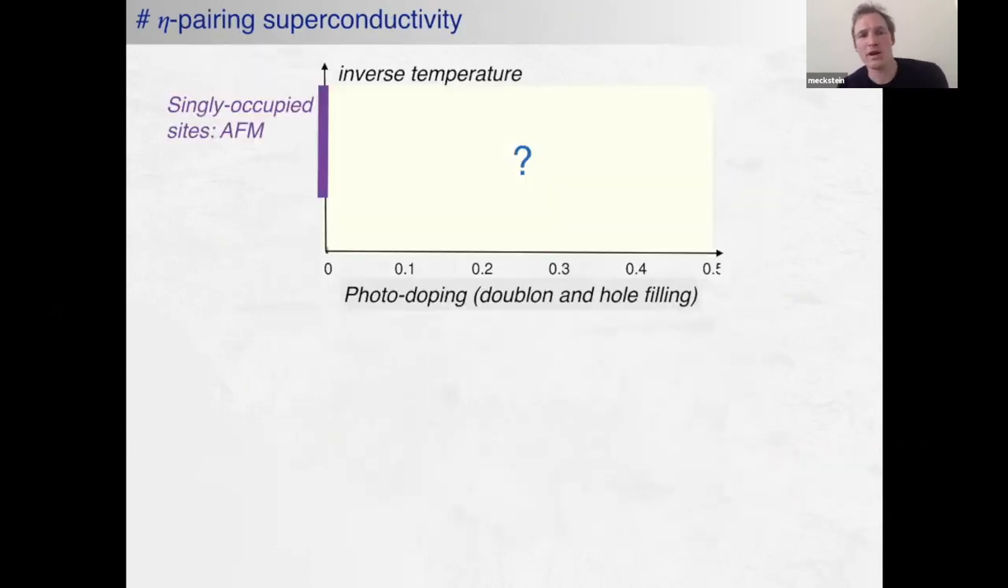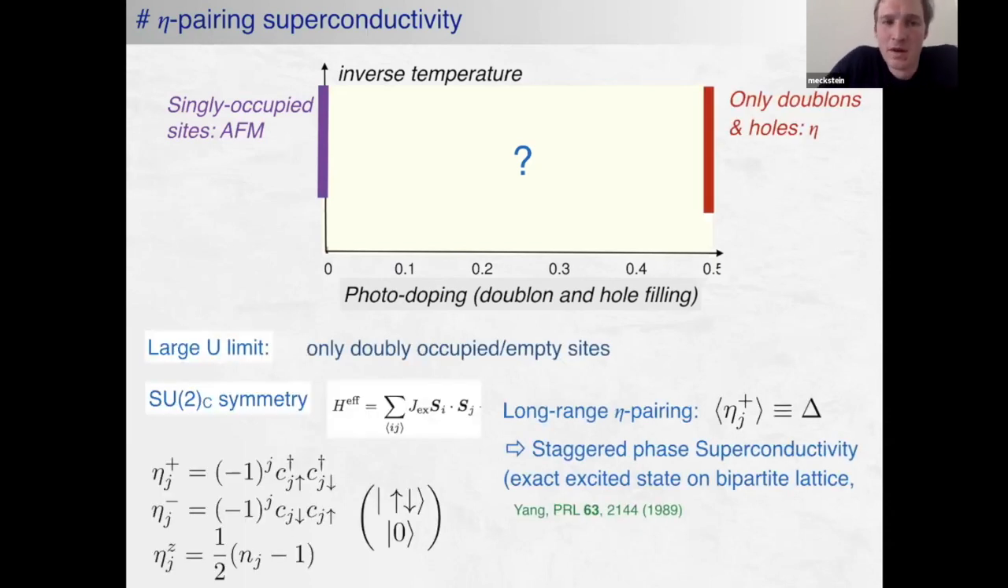So what kind of instabilities would you expect? On the left side, of course, where you have almost only singly occupied sites in the Mott insulator, you would have an antiferromagnetic instability. But the interesting thing is that, in the same perturbative way, you can also understand the other limit in which you would have only doubly occupied and empty sites, which is basically symmetric.